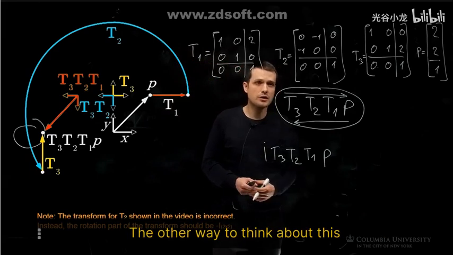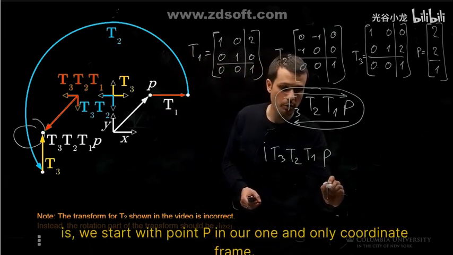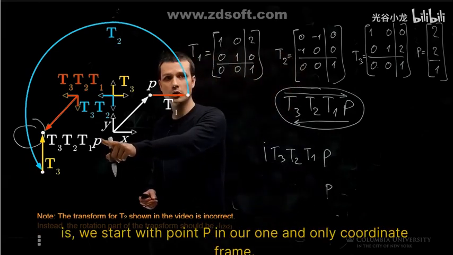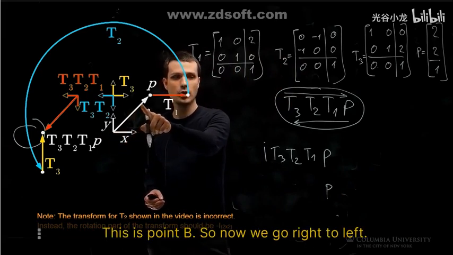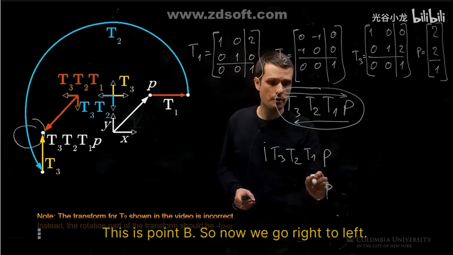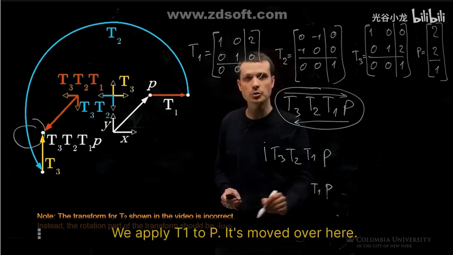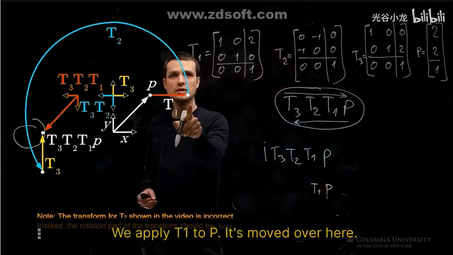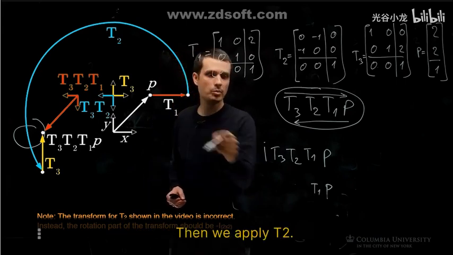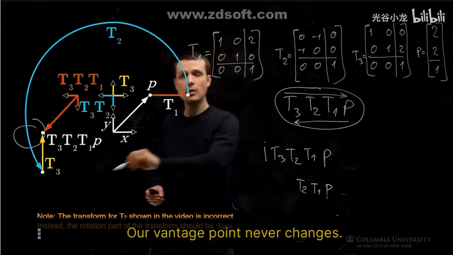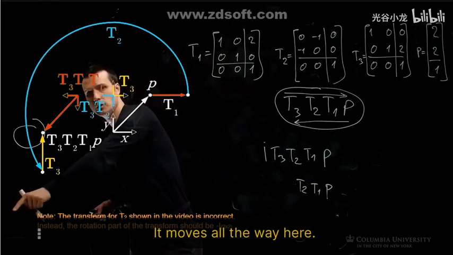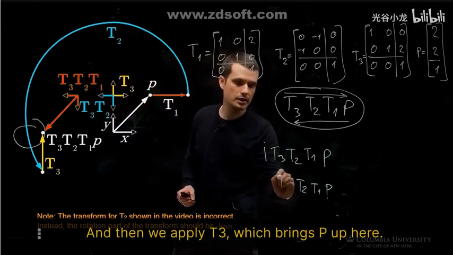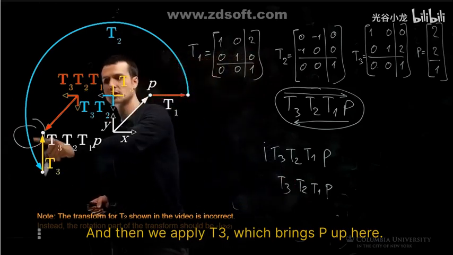The other way to think about this is we start with point P in our one and only coordinate frame. Our coordinate frame never changes. Okay? This is point P, so now we go right to left. We apply T1 to P, it's moved over here. Then we apply T2. Our vantage point never changes, so it rotates around our Z, it moves all the way here. And then we apply T3, which brings P up here.